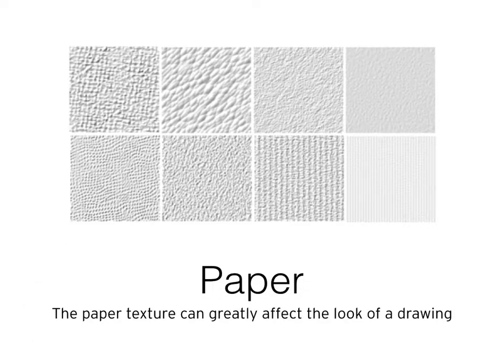Paper has different textures. As you can see up front, there are 8 types of paper texture, and paper texture can greatly affect the look of your drawing. On the left top, you can see it's a canvas, and on the most right bottom is a normal HVS paper you can find when you're printing. Each paper has different textures, and textures can greatly affect your drawing.